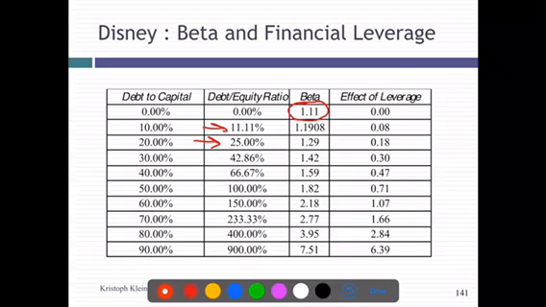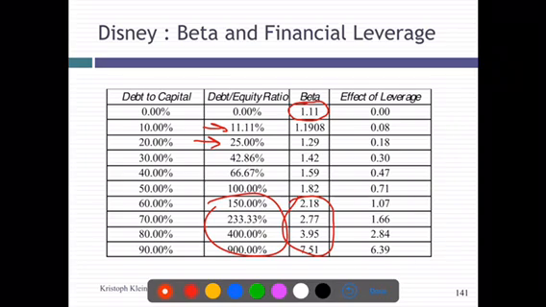Now, the other thing we should point out is that as you get fairly high levels of debt, like down here, you're getting fairly large betas as well. So this is a beta of 2.18, 2.77, 3.95, 7.5. Those are incredibly high betas. What's going on is that you're exposing the equity investors to so much risk, you have to compensate them for all that additional risk, and that's very costly when you actually estimate the cost of equity from a beta that's 4 or 7.5.